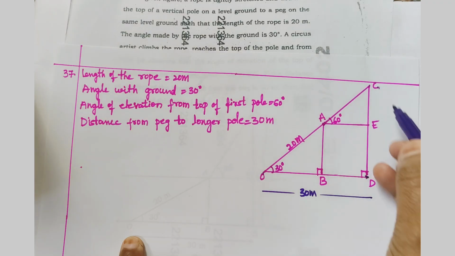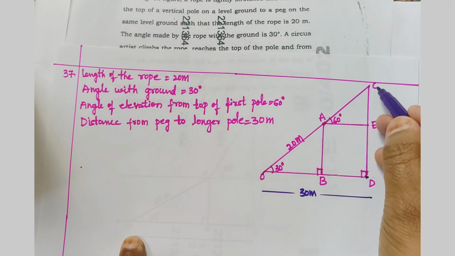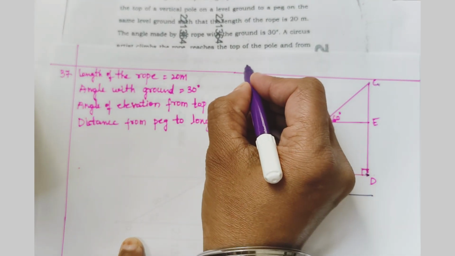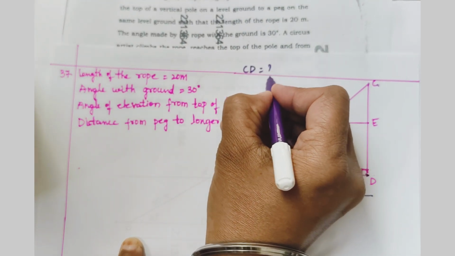What is the question mark? C to D, the length of the pole. This pole height we will find. CD is the question mark.